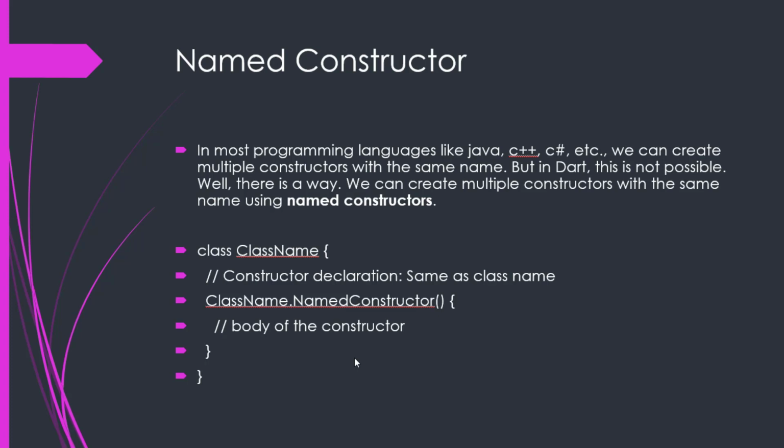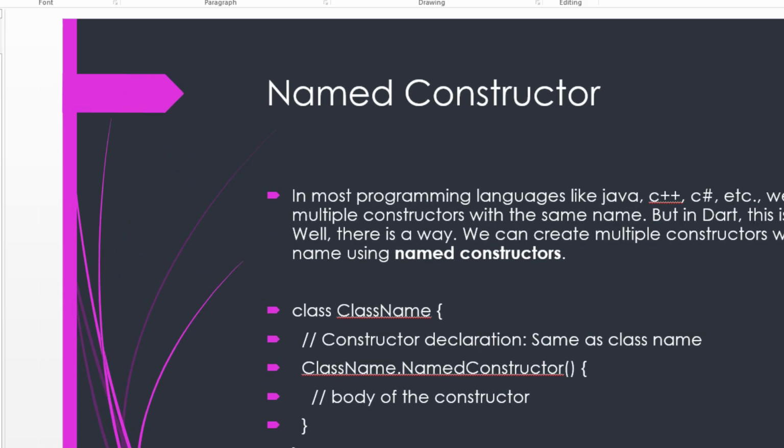Our previous tutorial was about constructor. Now in today's tutorial we are going to discuss what is named constructor. In most programming languages like Java, C++, C Sharp, etc., we can create multiple constructors with the same name. But in Dart, this is not possible. Well, there is a way we can create multiple constructors with the same name using named constructor. Let me open VS Code and show you practically what is named constructor.